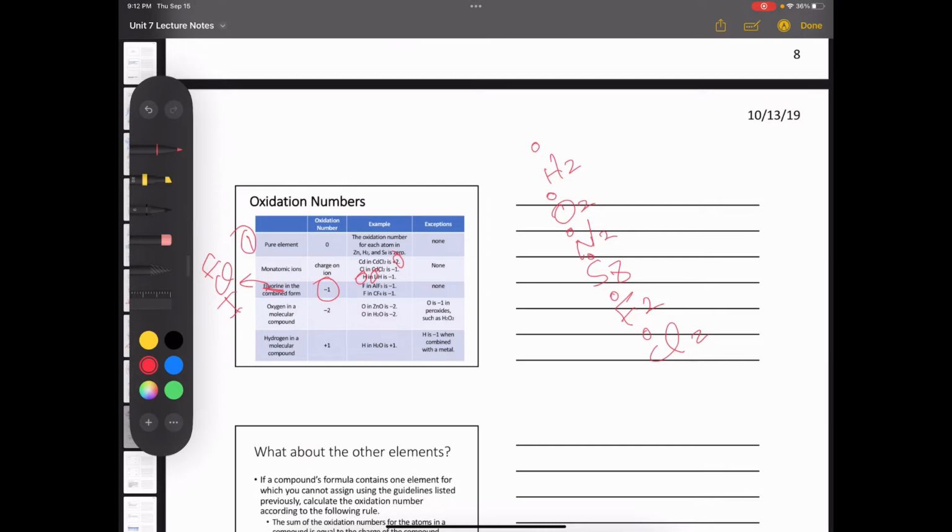Oxygen always has a negative 2. There are exceptions where oxygen will be a negative 1, but you don't have to worry about this. You can always consider oxygen as a negative 2 in our course. Hydrogen always has a positive 1 oxidation number. There are rare cases where it is a negative 1, but again, you will not see this one. So you only have to worry about a positive 1 oxidation number for hydrogen.